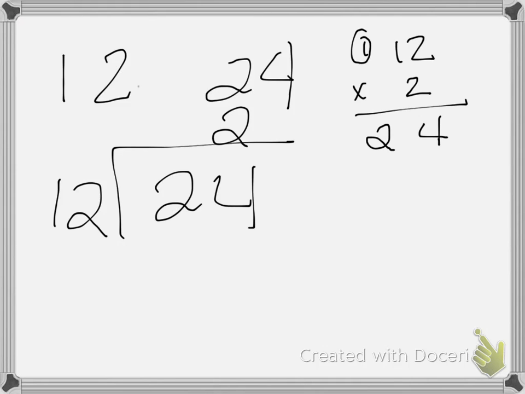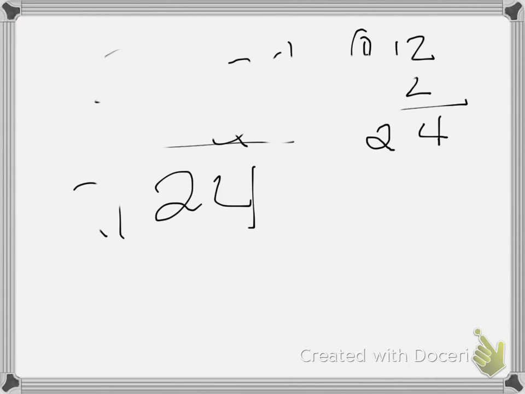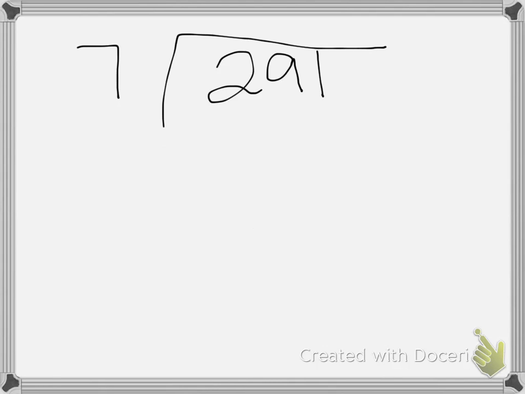Part B says, how would you test whether 7 is a factor of 291? Again, you can skip count by 7s, but that would take you a really long time to get to 291. So we have 7 and we have 291. Again, let's divide. Using any method you choose, 7 can't go into 2, but 7 can go into 29, and it goes in 4 times.